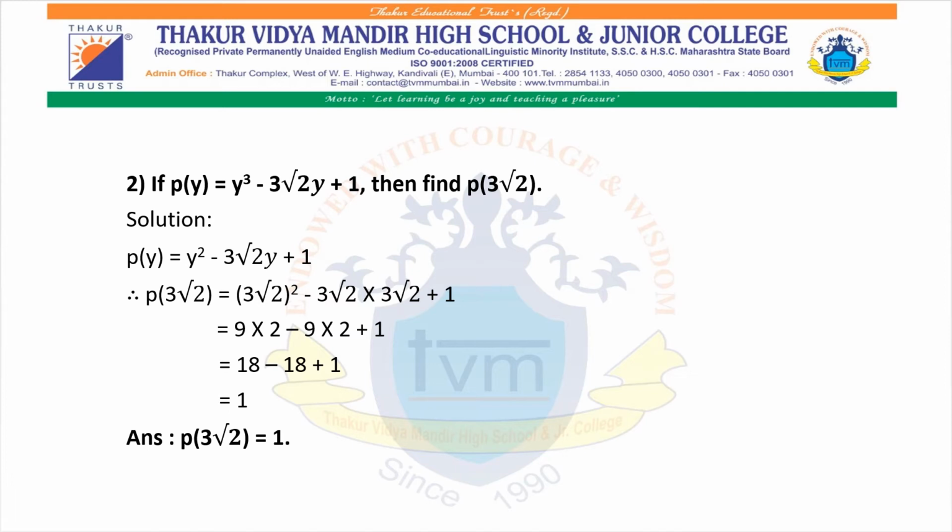So p of 3 root 2 is equal to (3 root 2) square minus 3 root 2 into 3 root 2 plus 1. Now 3 square is 9, root 2 square is 2, that is 9 into 2, minus again 3 into 3 we will get 9, into root 2 into root 2 we will get 2, plus 1 as it is. So 9 twos are 18, minus again 9 twos are 18, plus 1. 18 will get cancelled. So the answer is 1. So p of 3 root 2 is equal to 1.